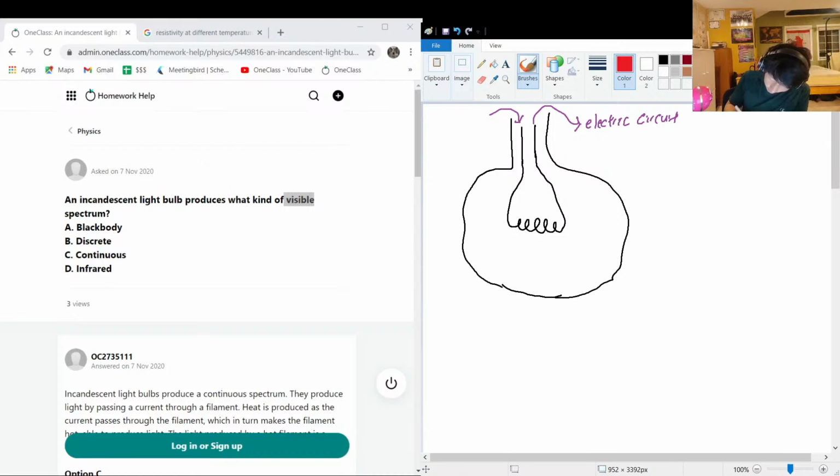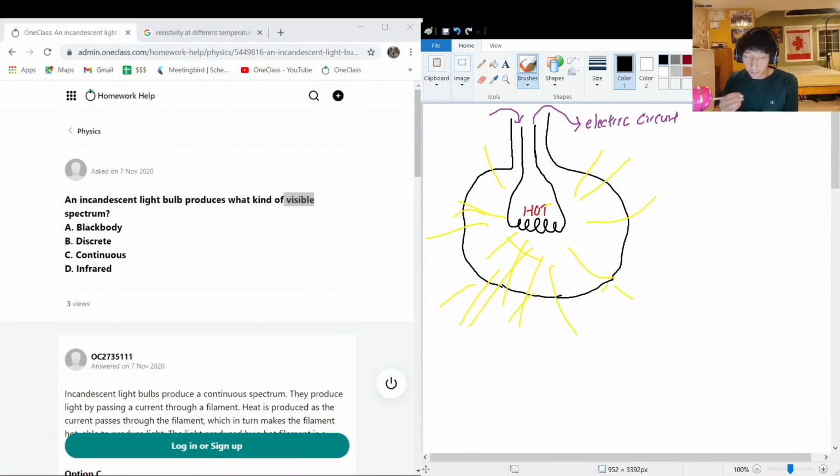And this is going to get hot. So hot that it's going to heat up some of the gases around it, and some of these gases are going to make light when they get heated up. Okay, so that's how these incandescent light bulbs work. Electric circuit runs through the filament. The filament gets really, really hot and heats up the gases around it, and those heated up gases, with the electricity going through it, they make light, which is why you can see in the dark.